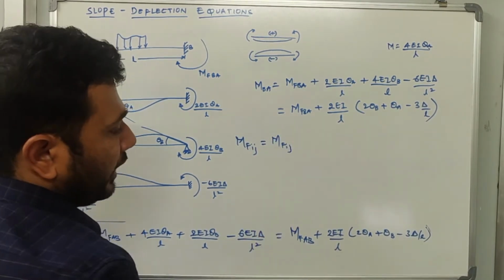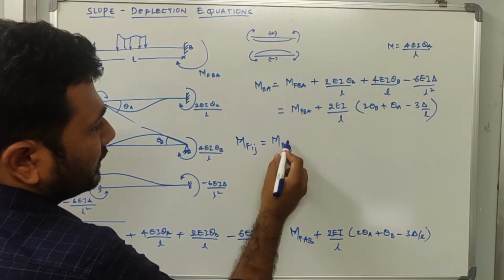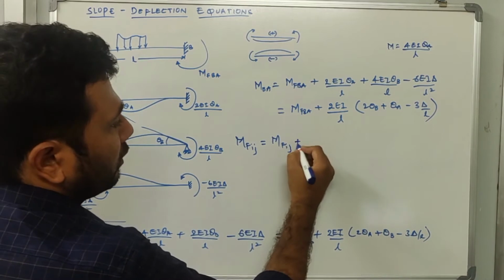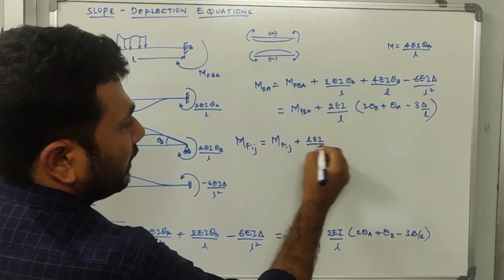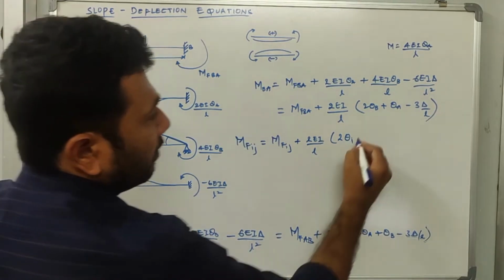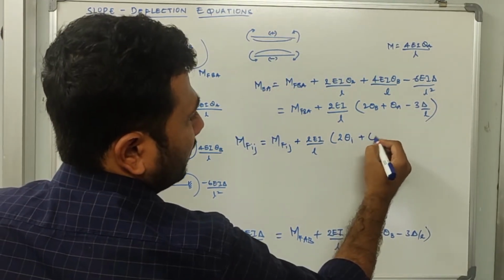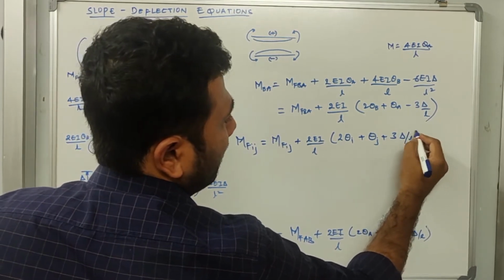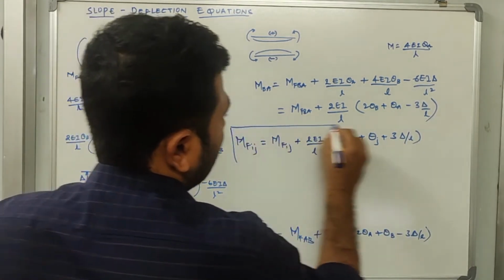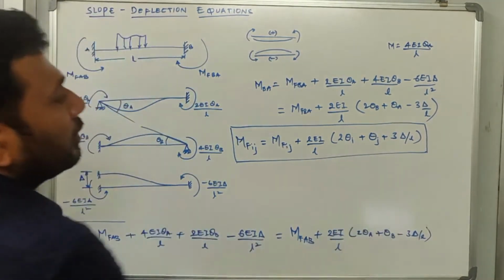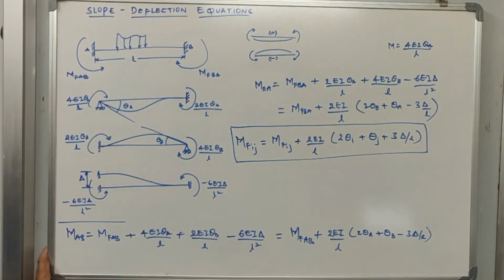MFIJ, okay. MFIJ means what? This is the fixed end moment which is calculated at the near end, plus 2EI by L, 2 theta I plus theta J plus 3 delta by L. So this is the generalized equation which can be used for any joint to calculate the final end moment at that joint.